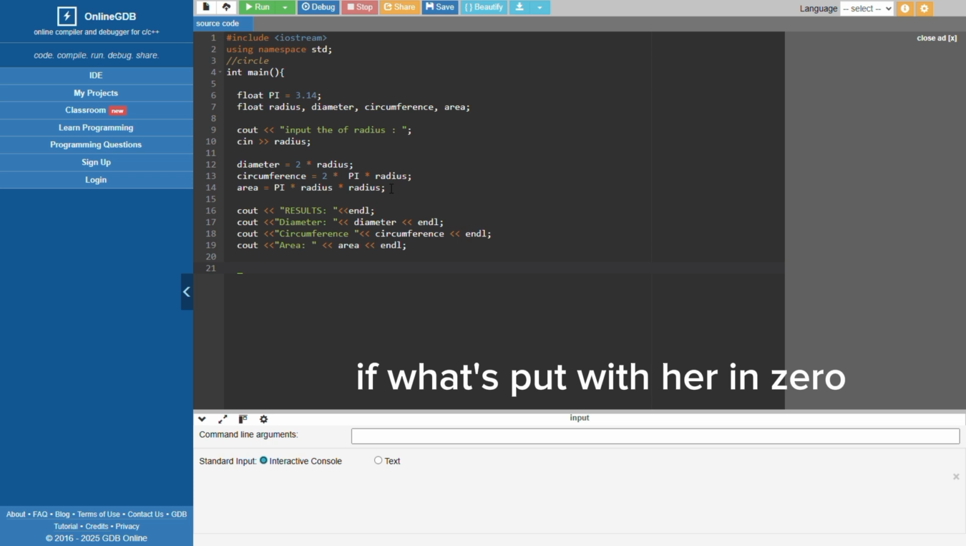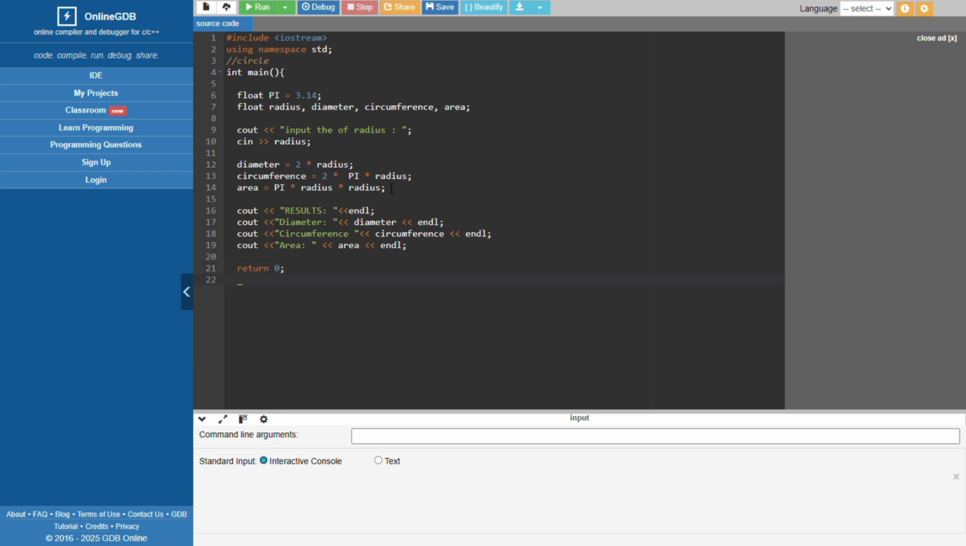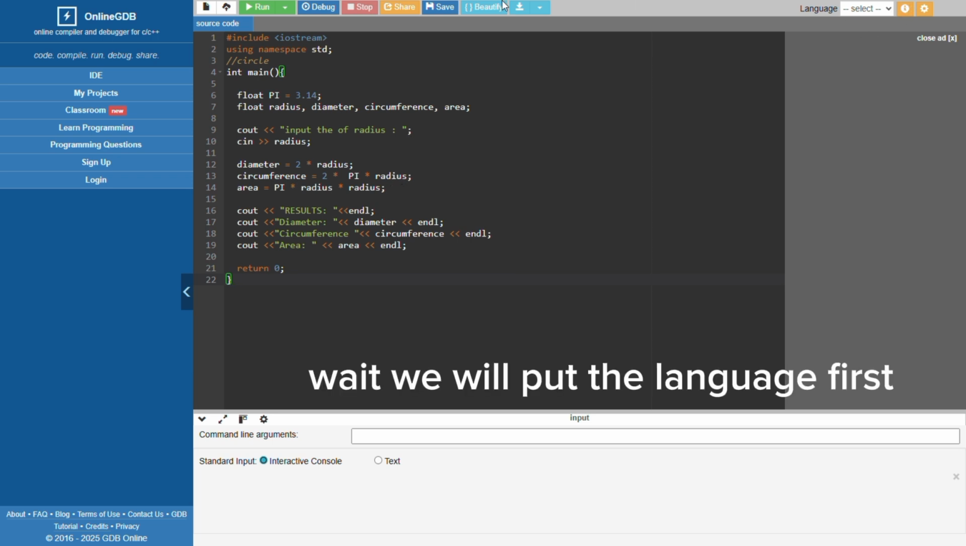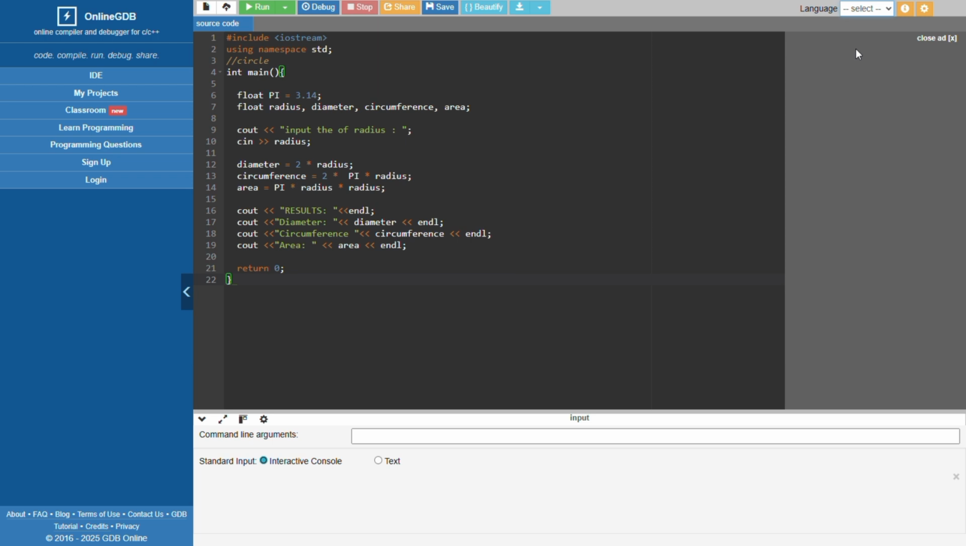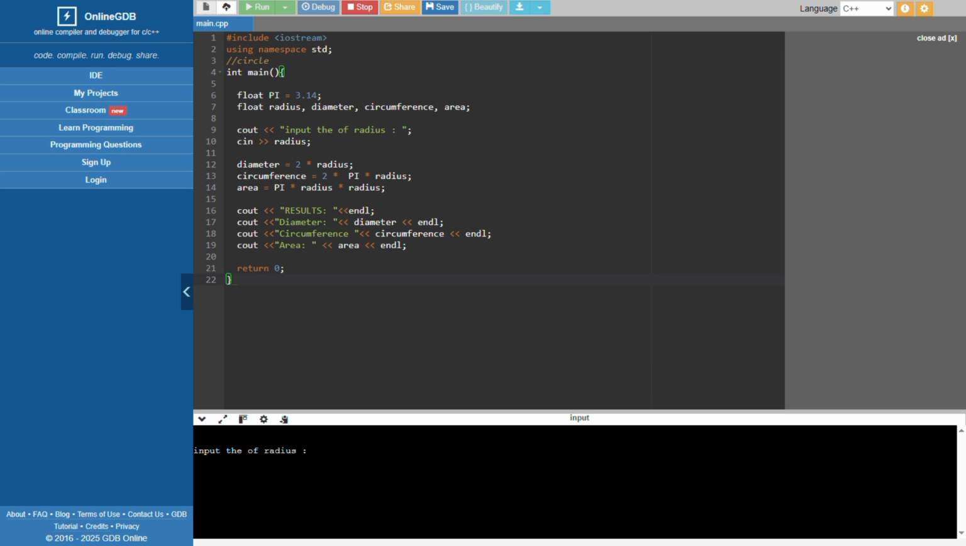We put return 0, the last line, and the ending sign. So we'll try to run our program. Wait, we will put the language first. So we'll run again.